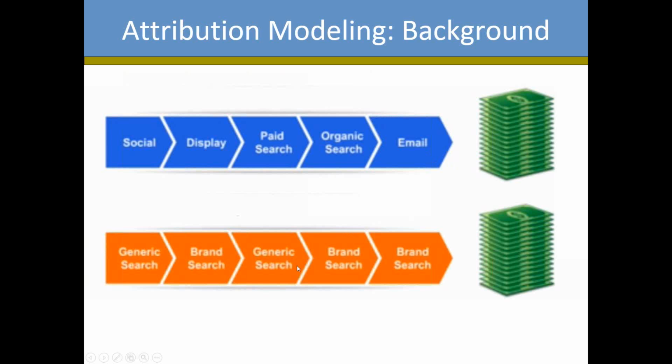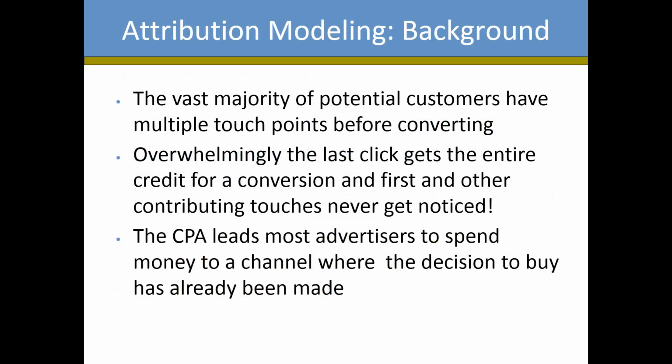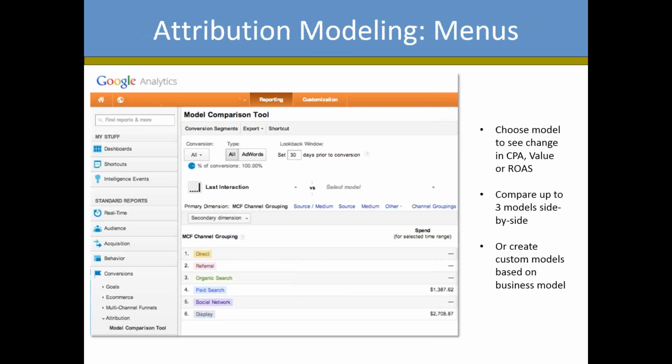And you can see the same thing on natural search, where you go from brand to generic and back to brand search and then convert. So essentially, what it comes down to is that the vast majority of potential customers have multiple touch points. Overwhelmingly, the last click always gets noticed, and basically, we're able to give credit to the various sources that contribute as we go along.